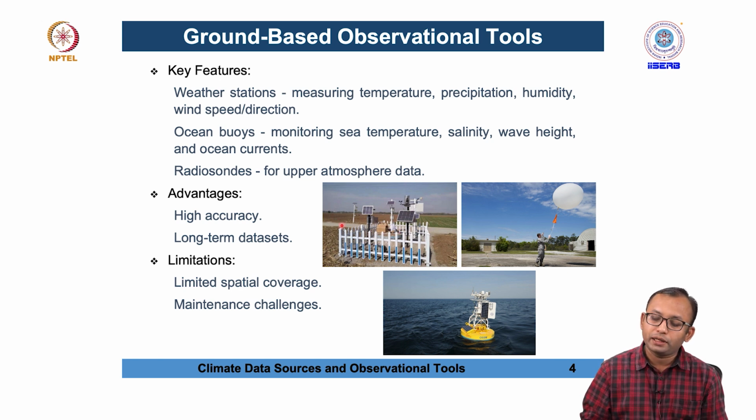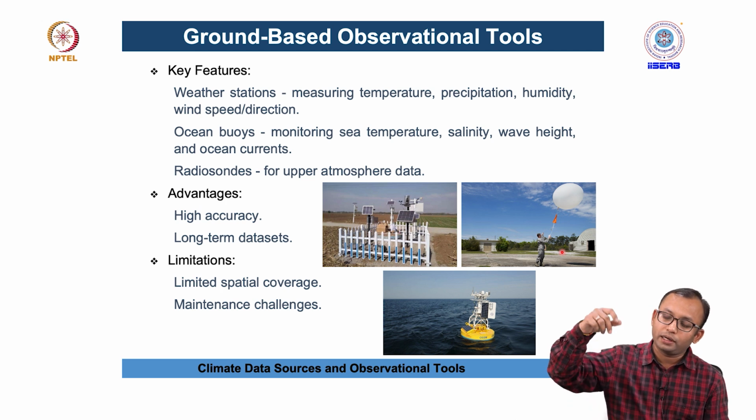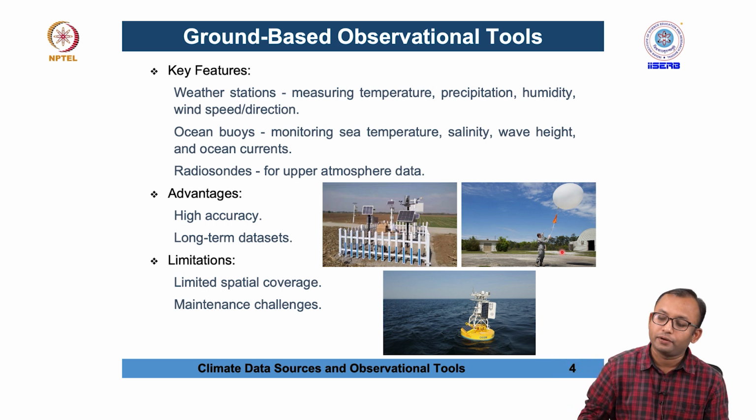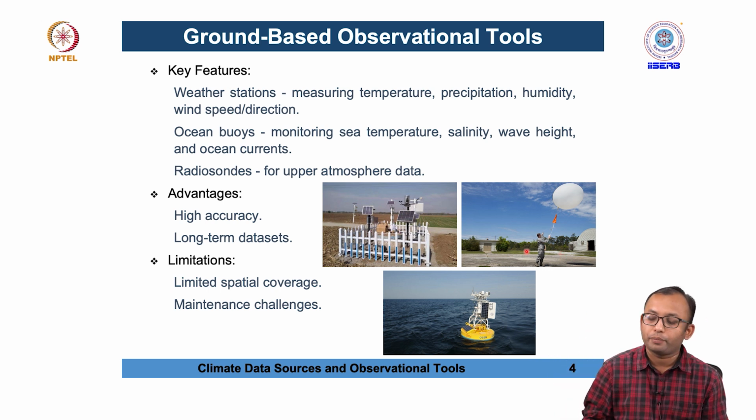Here it is showing one particular type of weather station, where multiple devices are installed in one area, collecting data of different weather parameters. This is an ocean buoy instrument, which is a floating device that continuously measures the sea temperature, salinity, wave heights, and ocean currents. And this is a radiosonde device, which is installed on a balloon, which goes into the atmosphere and collects data of one particular location about the upper atmosphere and all these interactions.